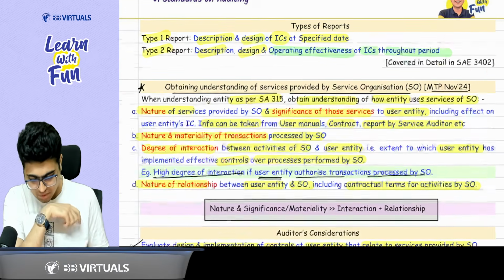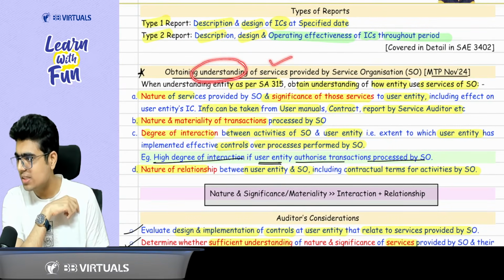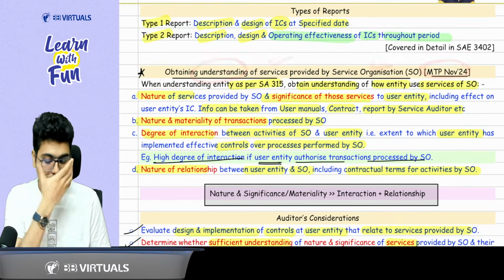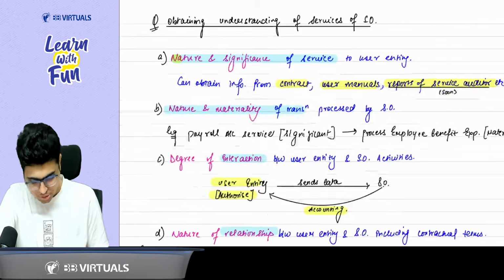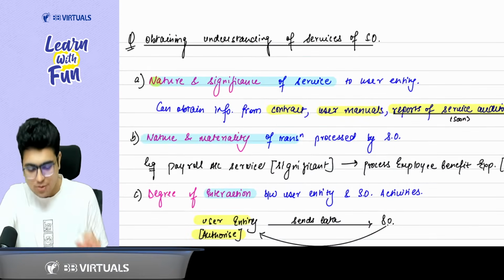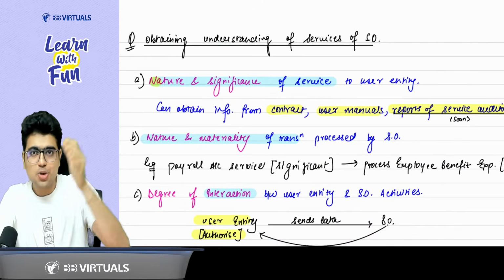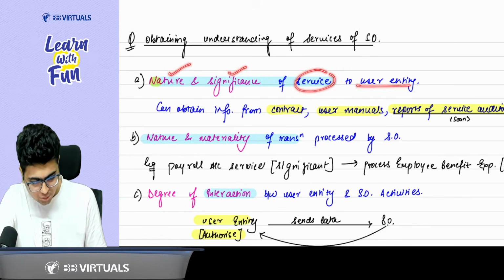Okay, sir. Now comes the next topic, obtaining the understanding of the services provided by the service organization, asked in MTP November 24. How do we obtain this understanding? Please come to your board notes. So first of all, you understand what are the services provided by the service organization to the user entity. Nature and significance of the services provided to user entity.